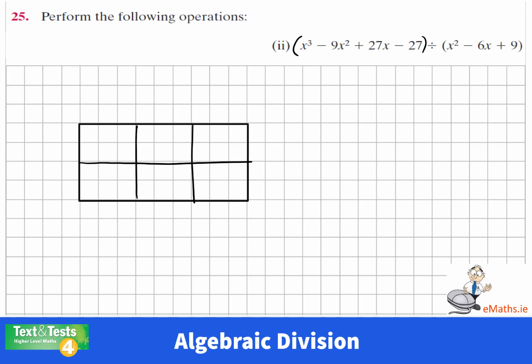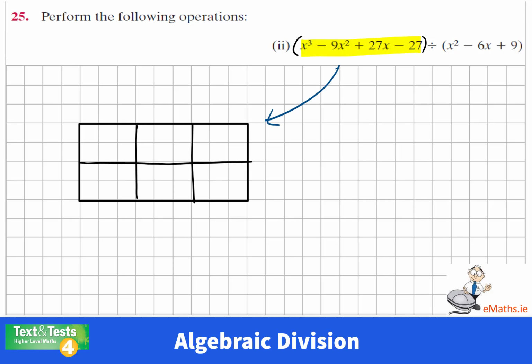We're asked to divide here in question 25 part 2 the cubic expression x cubed minus 9x squared plus 27x minus 27 by the quadratic x squared minus 6x plus 9. We know from experience that this is the cubic grid. So what's going to happen here is the cubic expression, the cubic part, is going to go inside the grid.